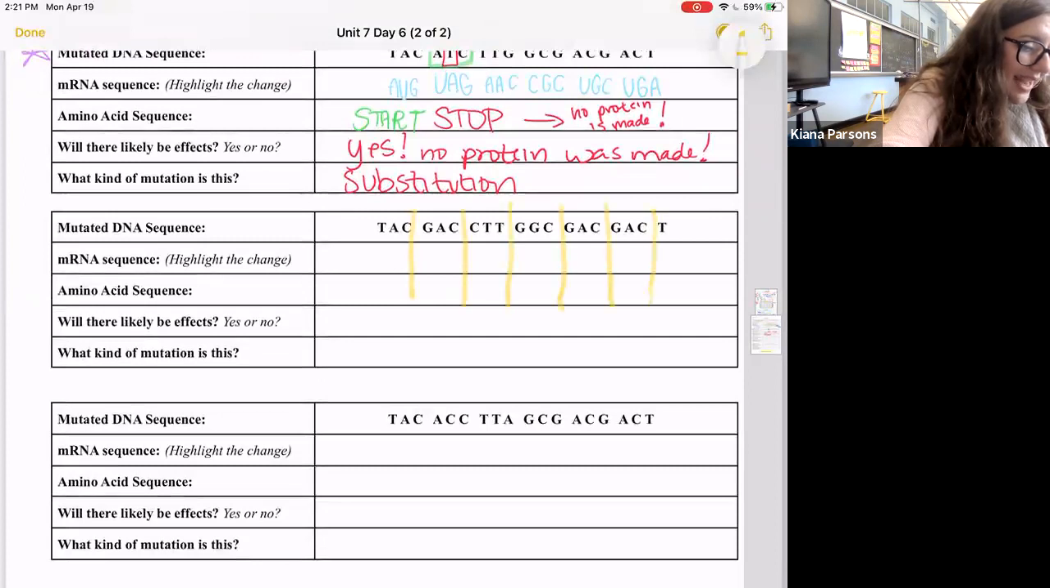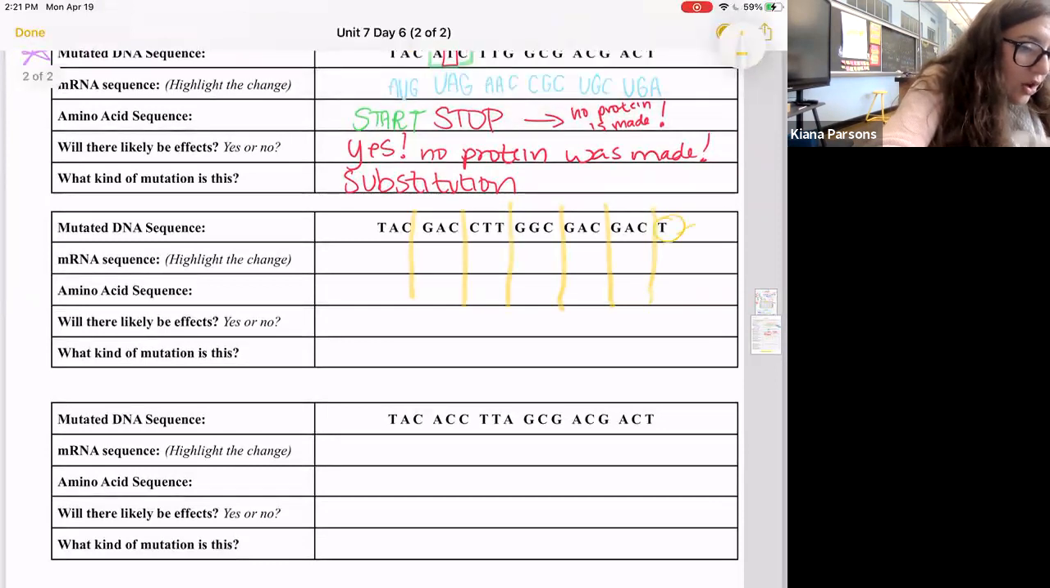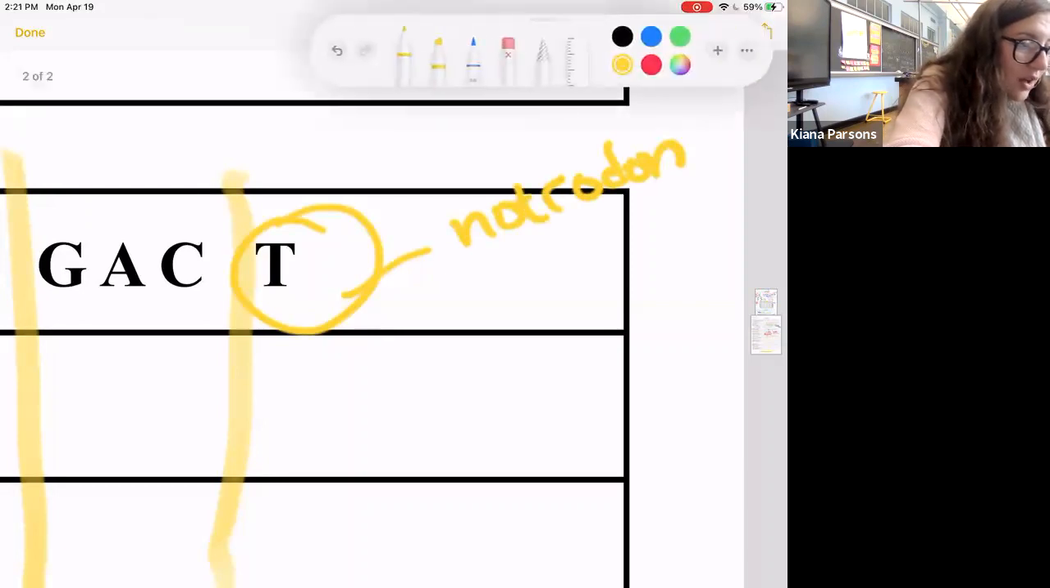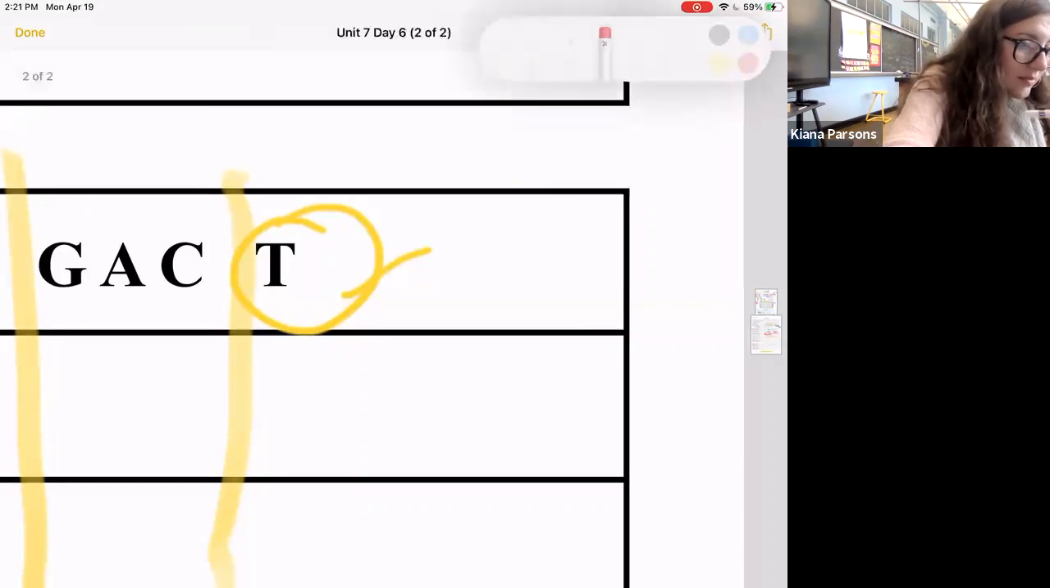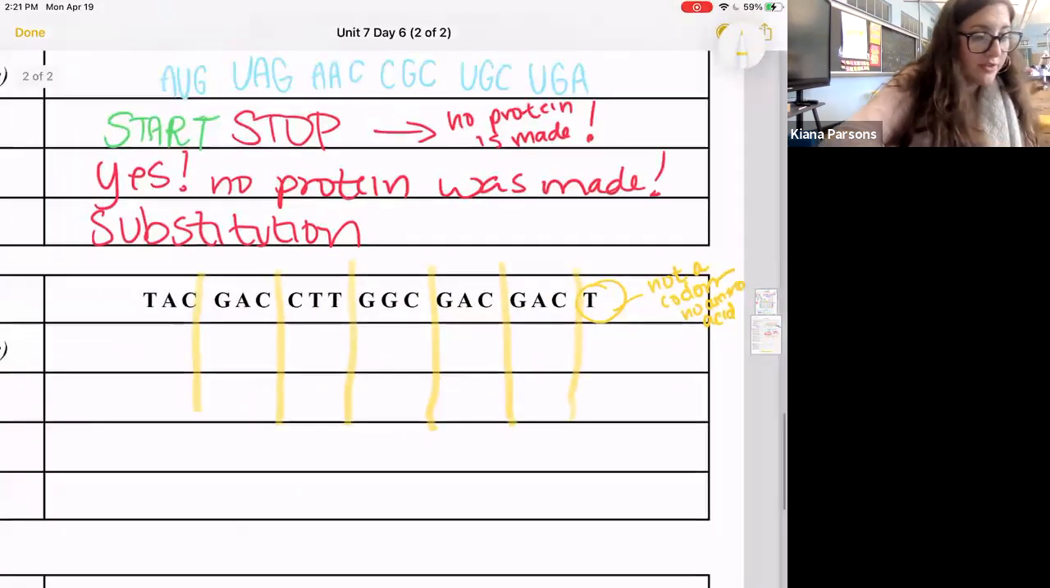And we can see this errant T here at the end. This is no codon. Not a codon. So this is not going to code for anything. No amino acid. This is a frame shift.